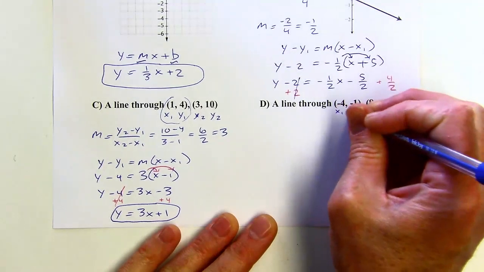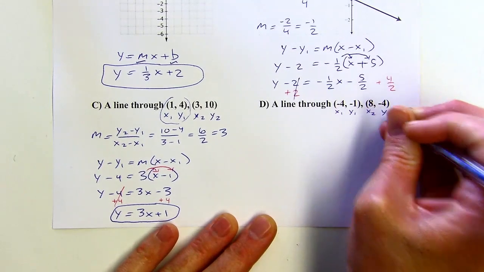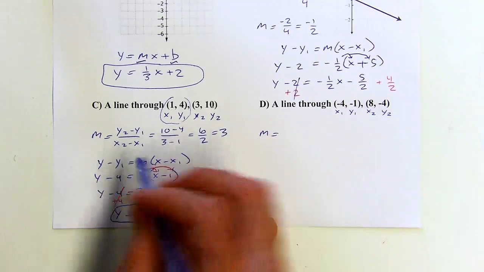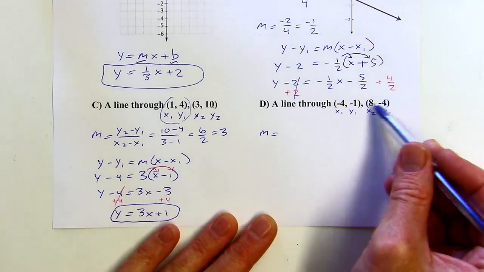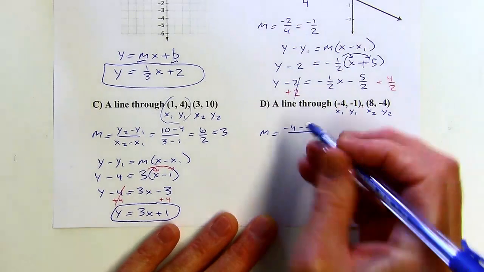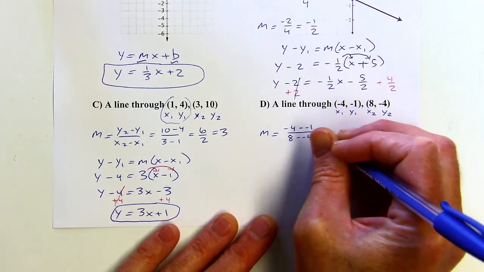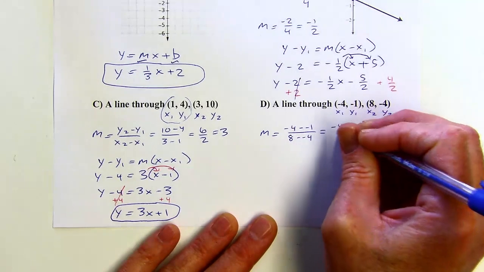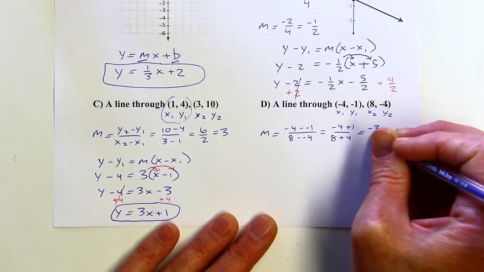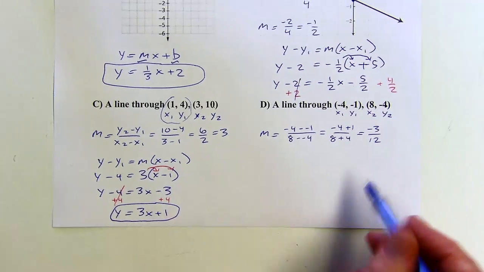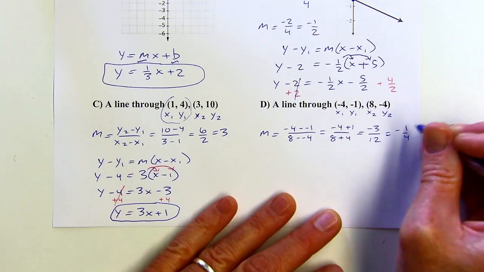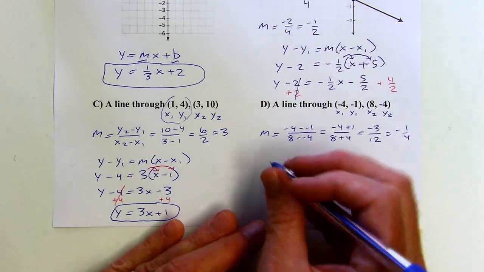So let's find the slope first. So I'm using this formula here, subtracting my y's: -4 minus -1. That goes in the numerator up top, and then I've got 8 minus -4 in the denominator down bottom. So that's -4 plus 1 and 8 plus 4. So -3 over 12. And 3 goes into both those, so I can divide the top and bottom by 3, and I'm going to get -1/4. Okay, so there's my slope.